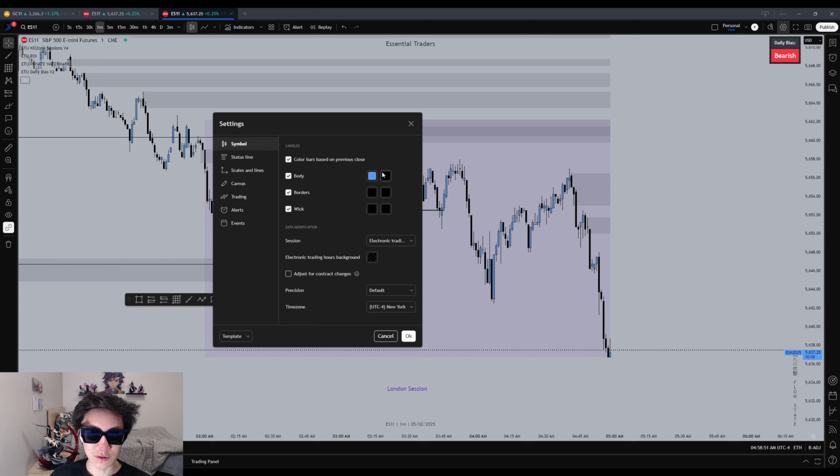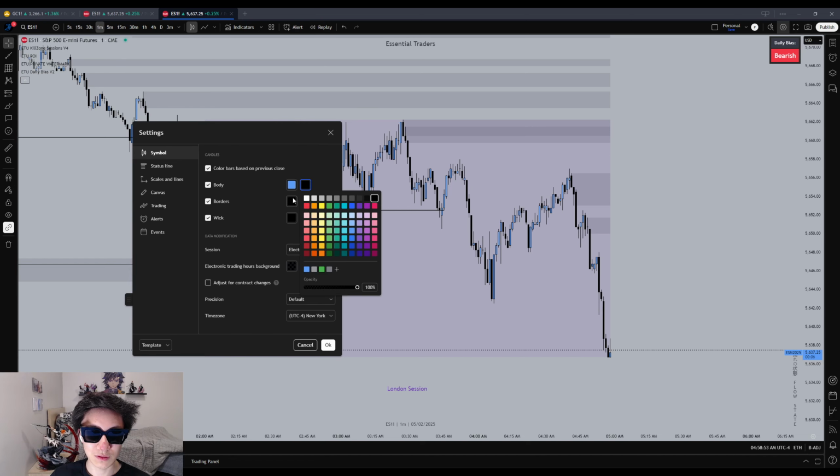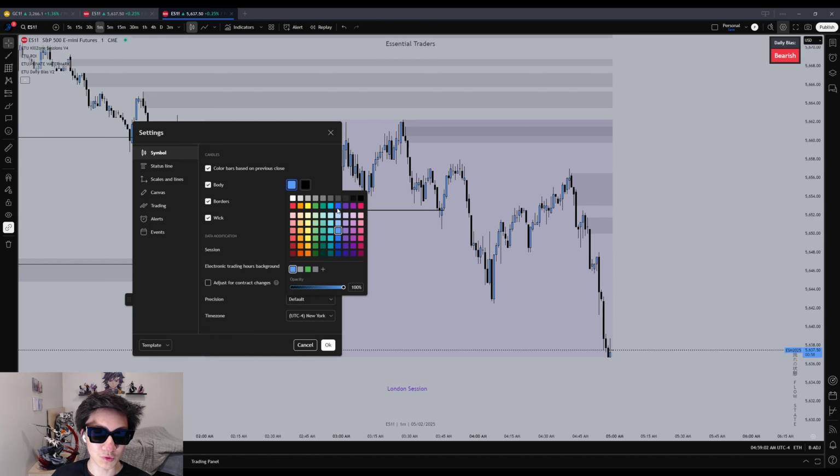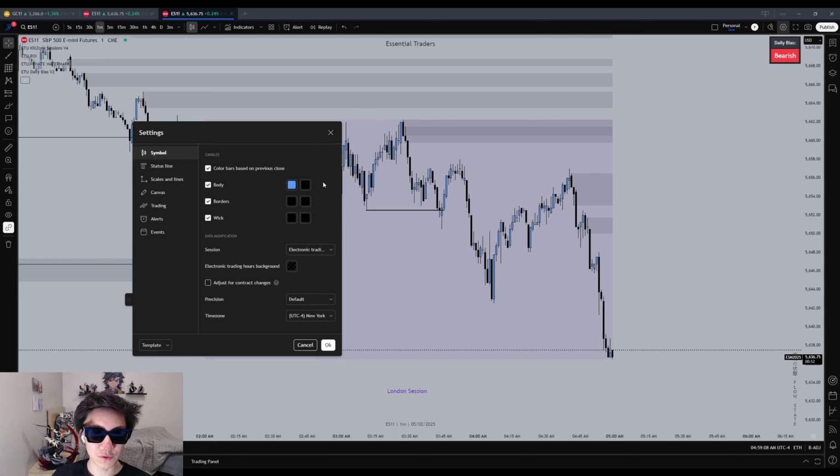But here are trading colors for my default charts. This is all black. Borders and wicks are all black, except for the body for bullish, which is going to be this blue, which is the one from the top blue is three blues down. So that is my blue for the body, and everything else is just default.